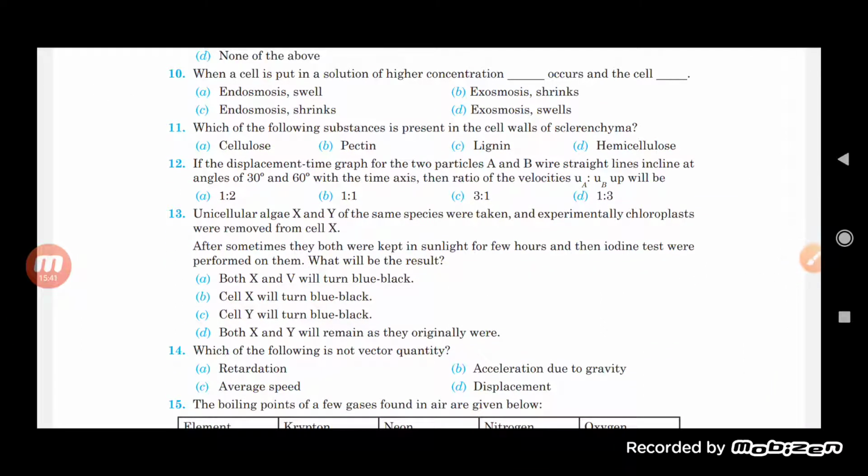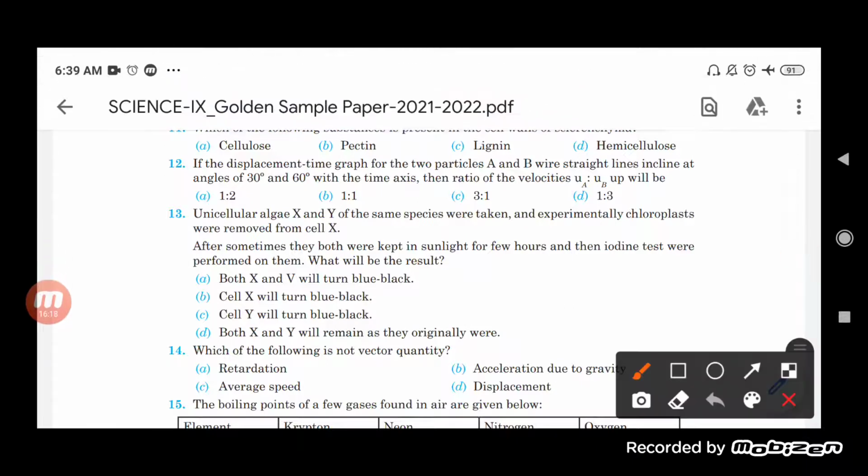Now question number 11. Which of the following substances is present in the cell wall of sclerenchyma? Cellulose, pectin, lignin, or hemicellulose? You know that cellulose is present in parenchymatous tissue. Pectin is present in the collenchyma, and it is lignin which is basically found in the cell wall of sclerenchyma. So the answer will be lignin.